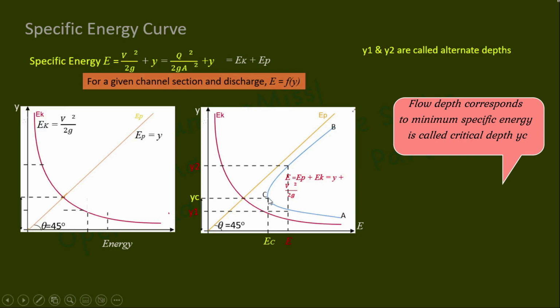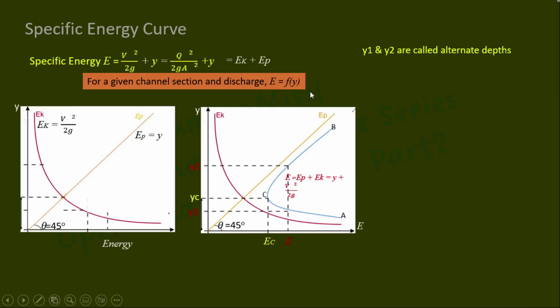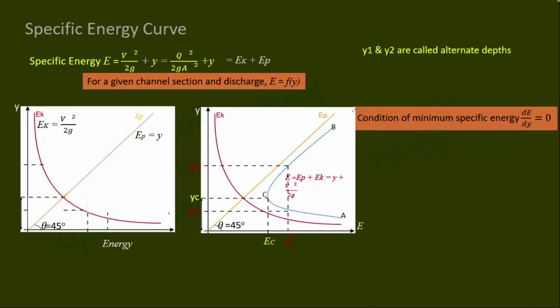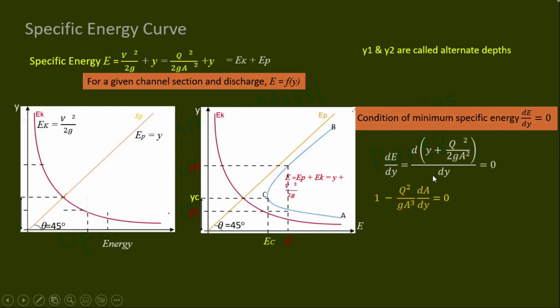So how will you find out the minimum value of specific energy? For a given channel section and discharge, E is a function of Y. The condition of minimum specific energy can be determined by differentiating E with respect to Y and equating to 0. So E equals Q square by 2G A square plus Y. Differentiating this expression with respect to Y and equating it to 0, it becomes 1 minus Q square by G A cube into dA by dy equal to 0.